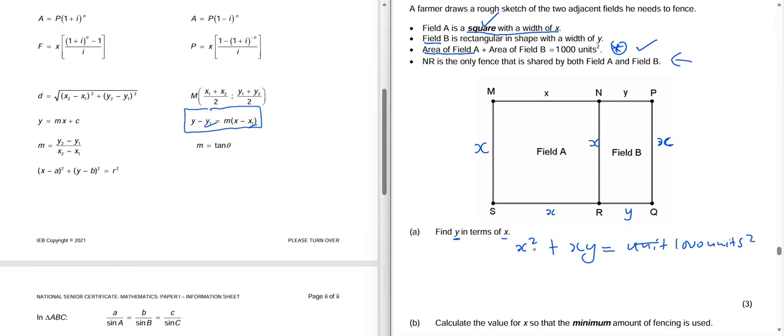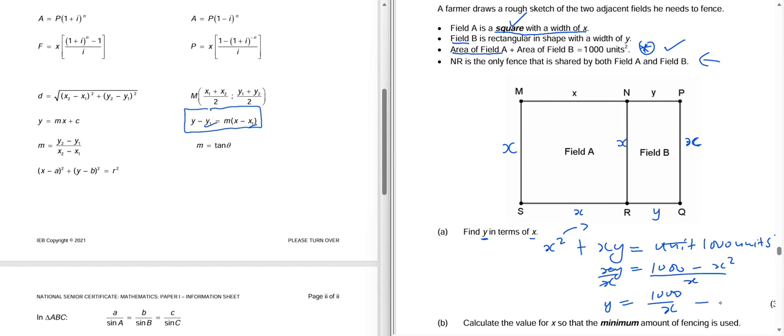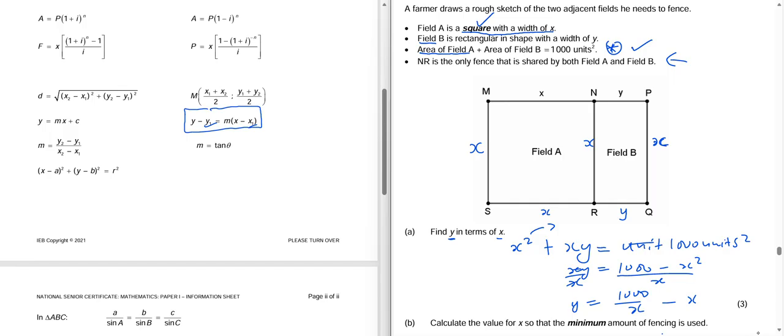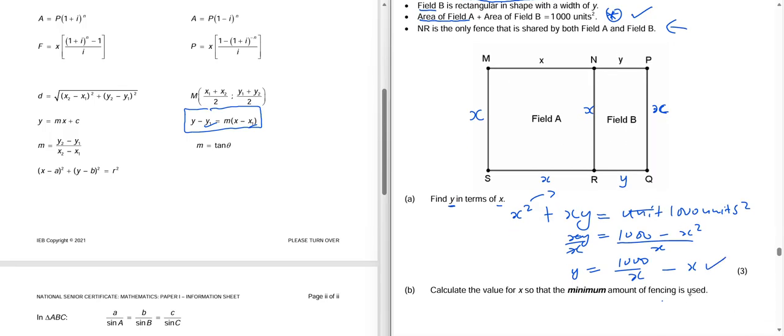So we are going to throw this to the other side. So we have xy is equals to 1000 minus x squared. So we divide everything by x. So y is equals to 1000 over x minus x squared divided by x, which is just x. So we are done with this part. Now let's go to the next point.